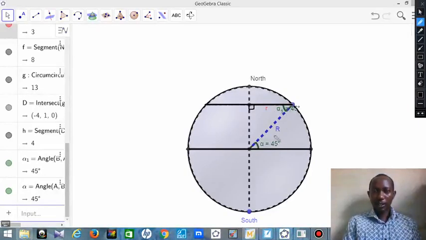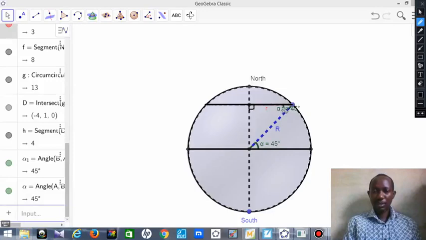We need to use our SOHCAHTOA techniques. Remember, this is a right angle triangle. With your knowledge of the right angle triangle, all you need to do is, this is the angle we know now, which is equal to the latitude.